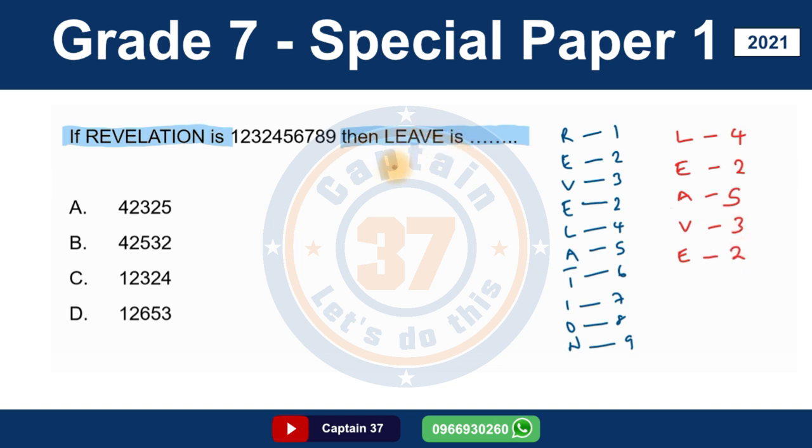So leave here is equal to 4, 2, 5, 3, 2. Is this anywhere here? Is it A? No. Is it B? Yes. The answer to this particular question is B.